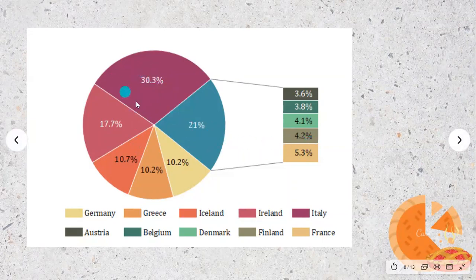So as you can see here, an example, say the purple one. So it represents 30.3% of the section. So this is an example of a pie chart, and we also see this in fraction problems.